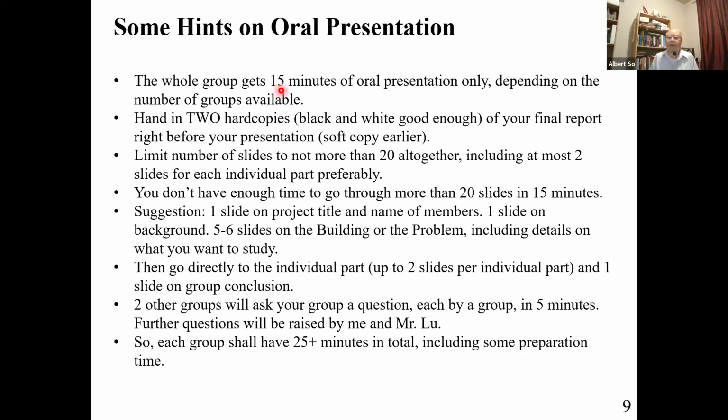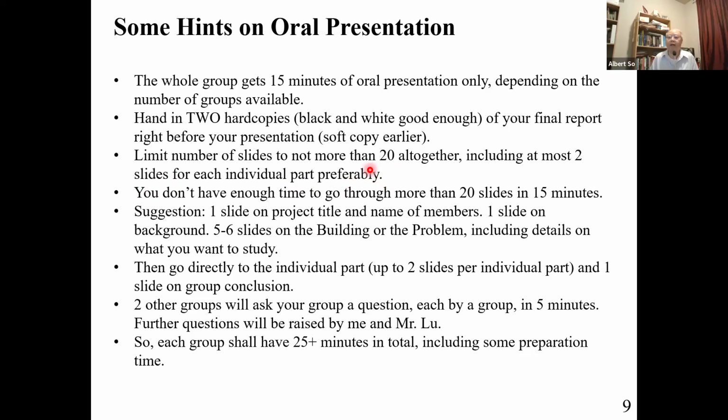Okay, some hints on the oral presentation. The whole group gets 15 minutes to do the presentation, so not longer, just 15 minutes, right? And then remember to hand in 2 black and white hard copies right before your presentation, and limit your slides to not more than 20. Of course, if you want more, it's okay, but based on my experience, if you go beyond 20 slides, it's not easy to finish them within 15 minutes, right?